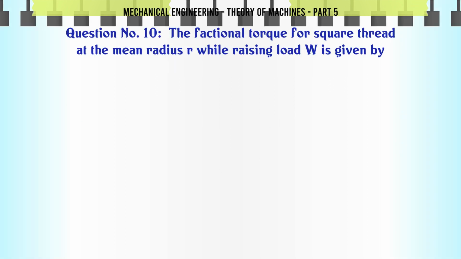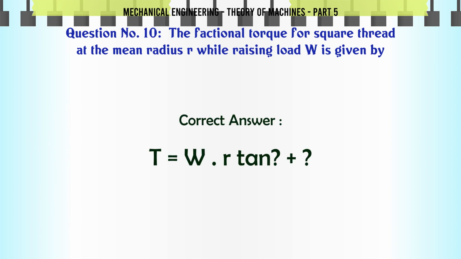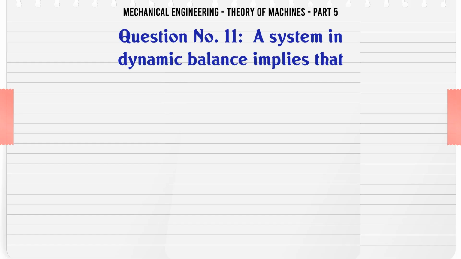The frictional torque for square thread at the mean radius R while raising load W is given by A. T = W R tan. B. T = W R tan. C. T = W R tan. D. T = W R tan. The correct answer is T = W R tan.